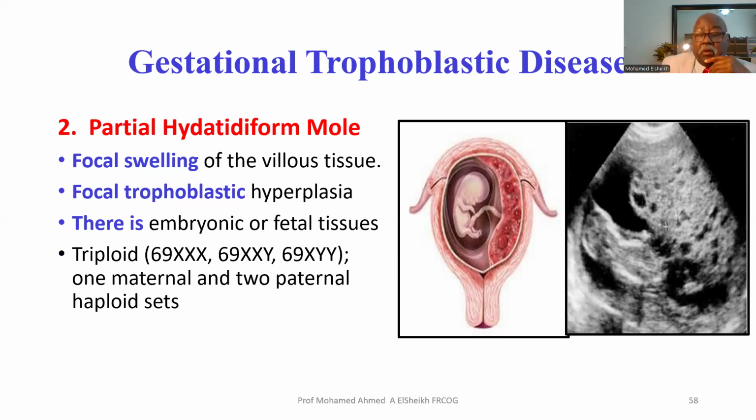And triploid genetic material, as I have mentioned: 69 triple X, 69 two X's and Y, 69 X and two Y's. Usually one maternal and two paternal haploid sets. This is how it looks grossly, and this is how the two of them look on ultrasound.